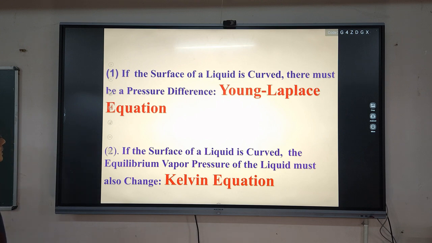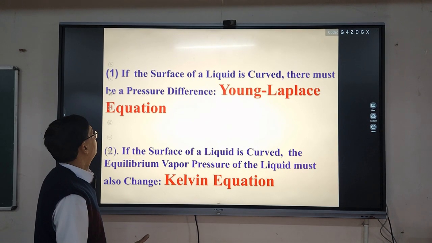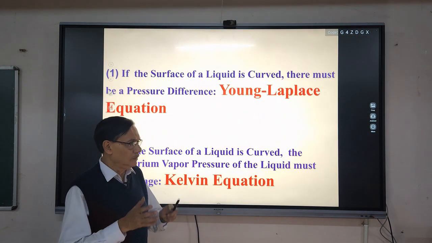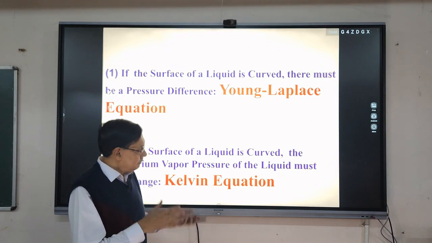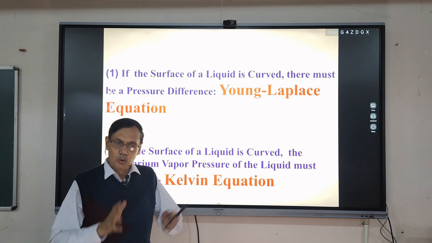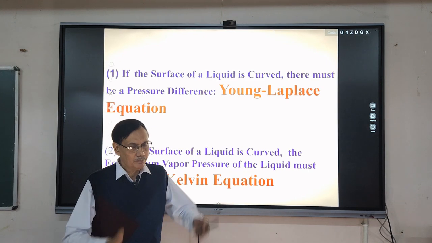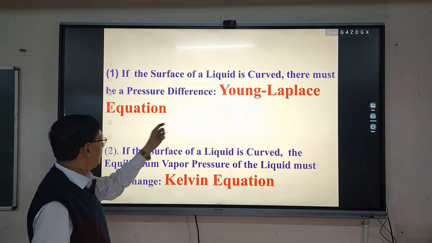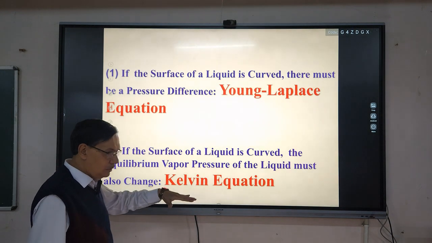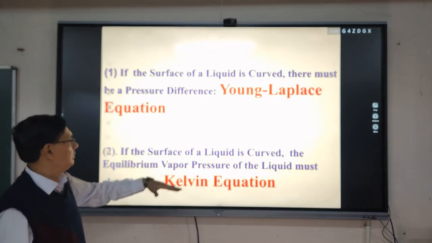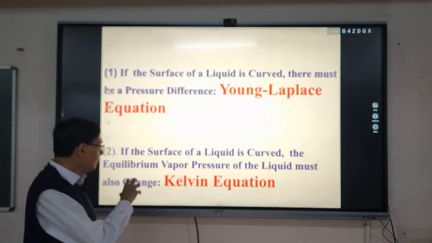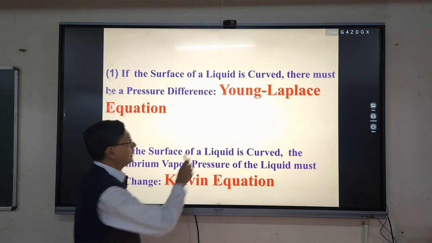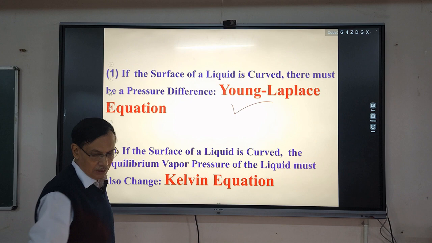Now, if the surface of a liquid is curved, there must be a pressure difference. That is called the Young-Laplace equation. Students sometimes get confused about the Laplace equation and the Kelvin equation. Both are related to the curved surface and to capillary action, but the Young-Laplace equation is related to the pressure difference. Today I will not discuss the Kelvin equation, but the Kelvin equation means that if the surface of a liquid is curved, the equilibrium vapor pressure of the liquid must also change. That is the Kelvin equation. But today I am going to discuss the Young-Laplace equation.